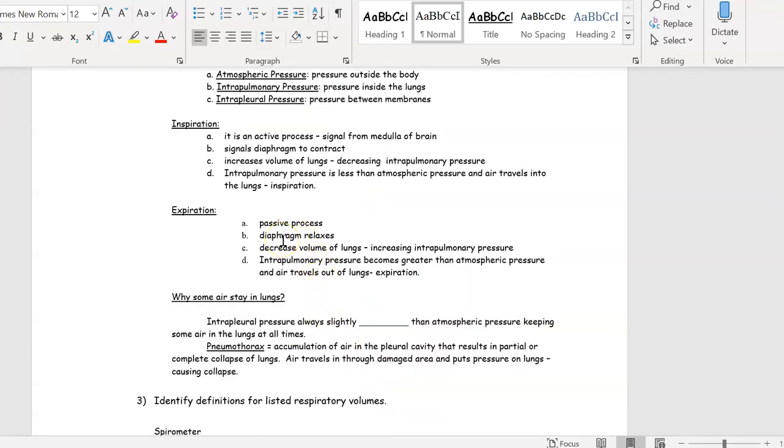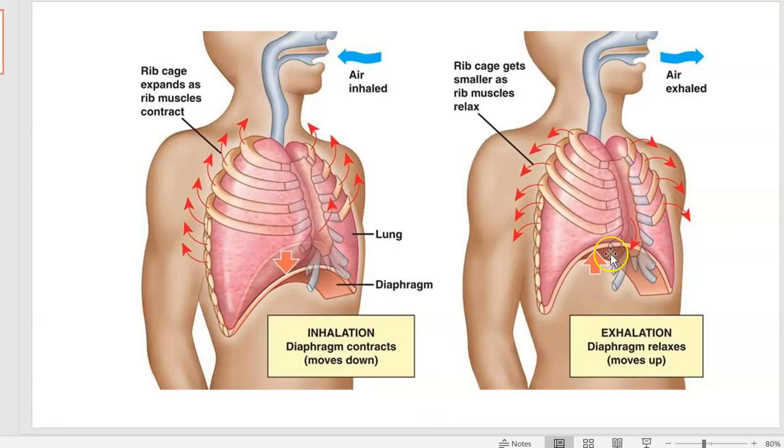Expiration is a passive process, and this is because it's just going to involve the relaxation of the diaphragm and the other muscles that may be involved. So the diaphragm is going to relax. When it does that, it's going to go back into its dome position. So contract here, relax up into a dome position, which is going to do what to the pressure in the lungs? We're decreasing the volume, so that means we're going to increase the pressure.